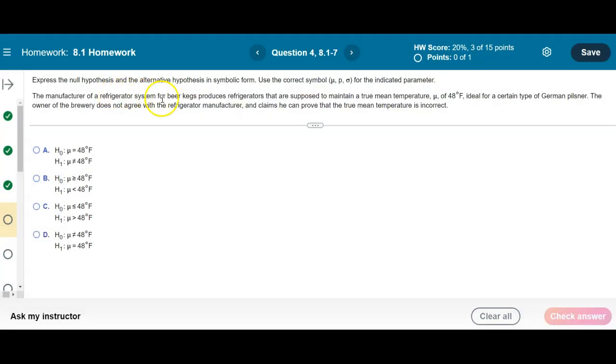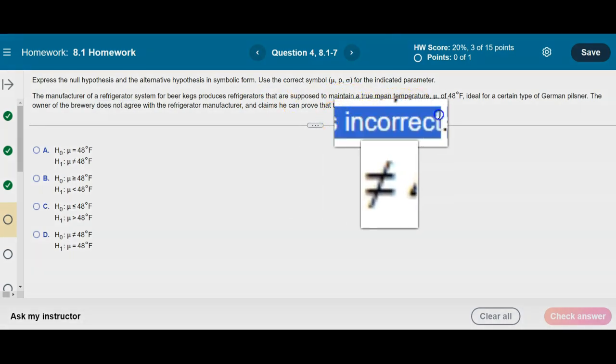All right, and then let's look at this last example of the setups. We know it's going to be mean because all our choices are mean, but look at the wording of the problem. They're supposed to maintain a true mean temperature. So if this was open-ended and it didn't give us the symbol right there, that's the wording that lets us know this is about a mean and not a proportion or a standard deviation. But look at this next sentence. The owner of the brewery does not agree and claims he can prove the true mean temperature is incorrect.